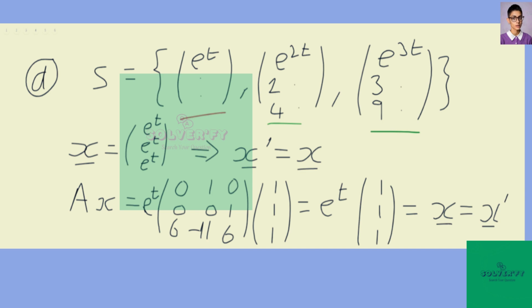Then to show that they are linearly independent is very similar to what we did in A. We just do it for each of the components of the vectors.